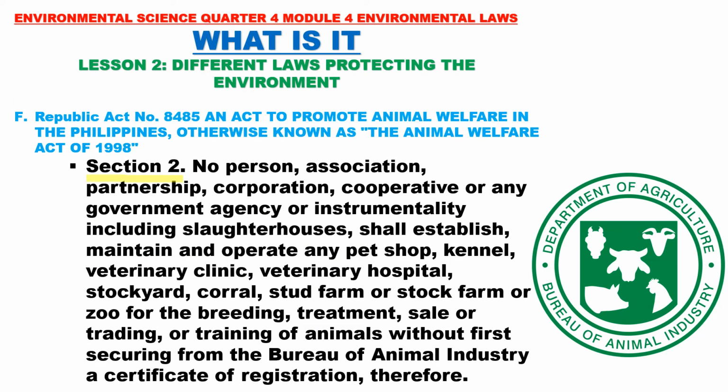Section 2 of RA 8485 states that no person, association, partnership, corporation, cooperative, or any government agency or instrumentality, including slaughterhouses, shall establish, maintain, and operate any pet shop, kennel, veterinary clinic, veterinary hospital, stockyard, corral, stud farm, or stock farm, or zoo for the breeding, treatment, sale, or trading or training of animals without first securing from the Bureau of Animal Industry a certificate of registration therefor.